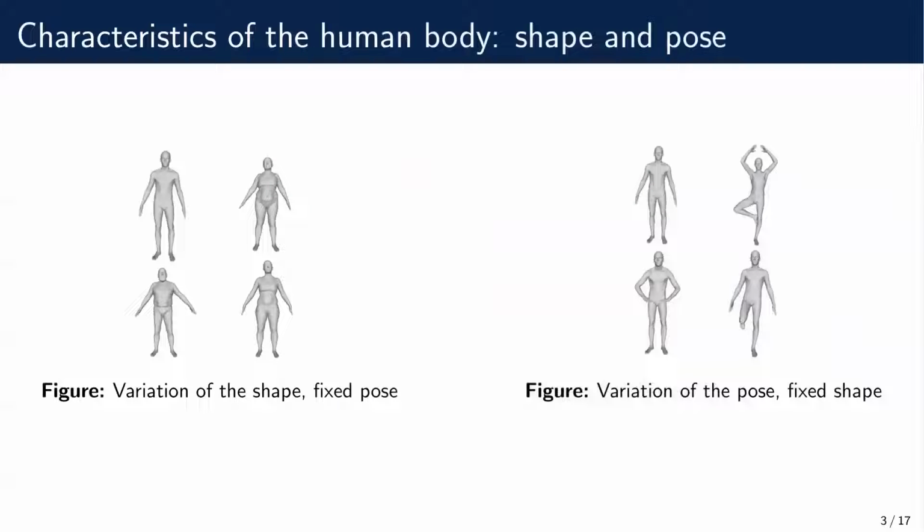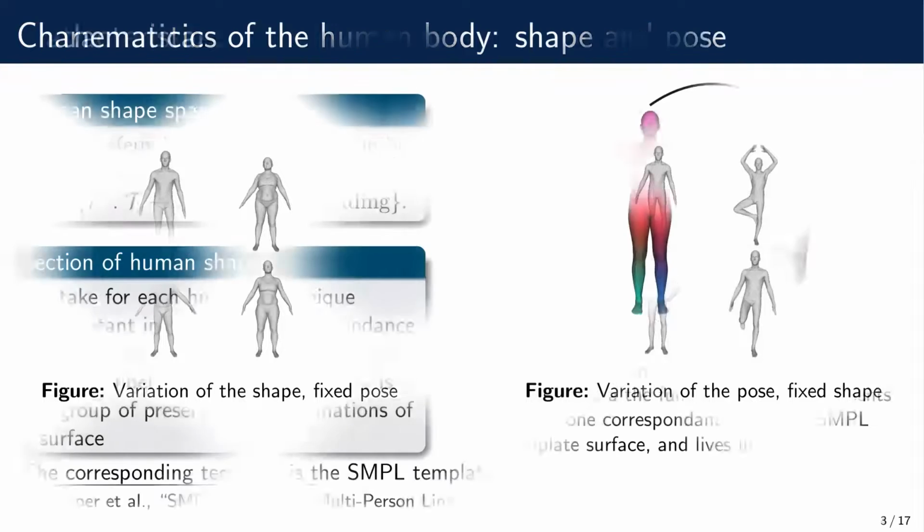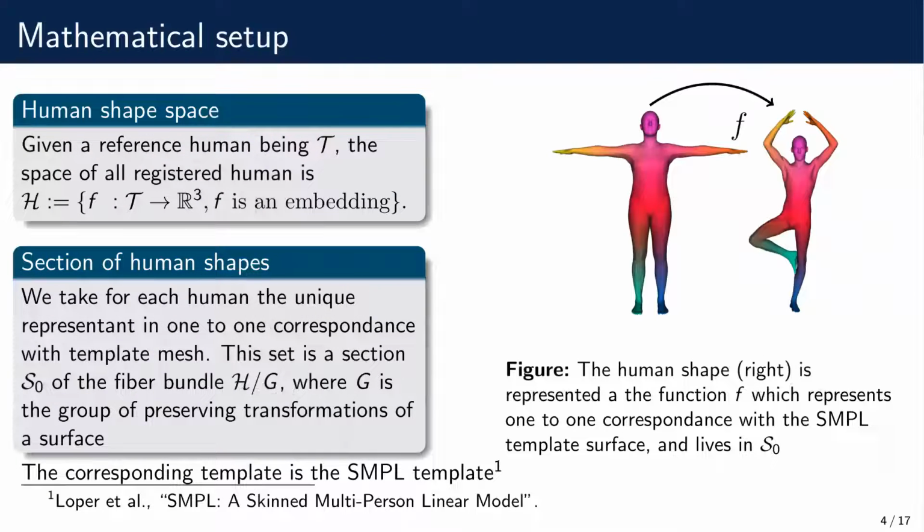By anatomy of human shapes, we speak of the two usual characteristics to describe human shapes, the shape or identity, and the pose, the articulation of the human skeleton in space. We define our human shape space H as the registered human bodies to a human template. We reduce our human shape space to the space of human shapes in one-to-one correspondence with the SMPL template, which is a section S0 of the fiber bundle H divided by G, with G the group of preserving transformations such as parametrizations and rotations.